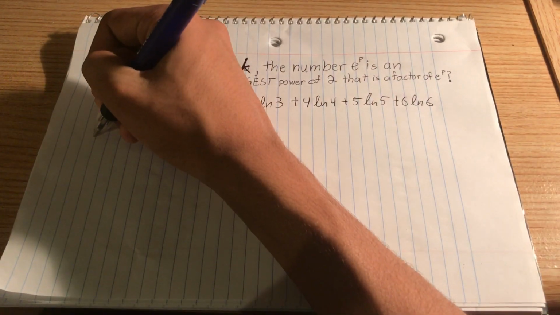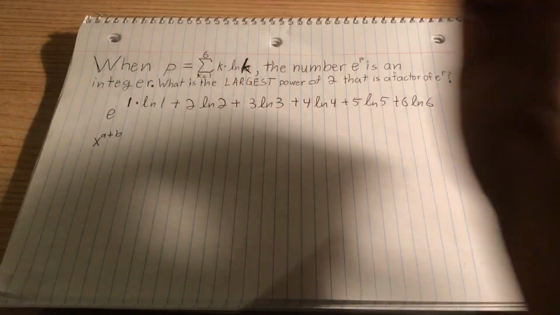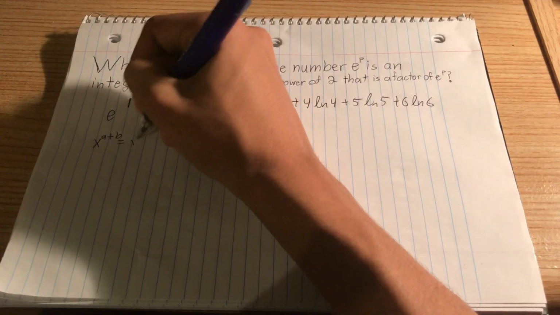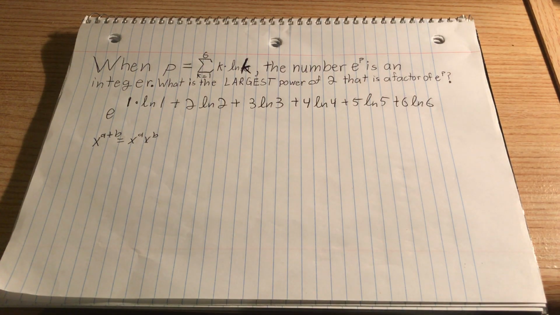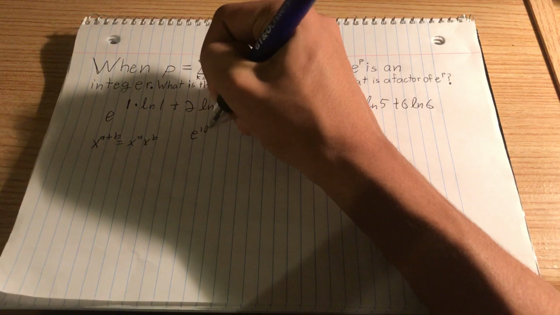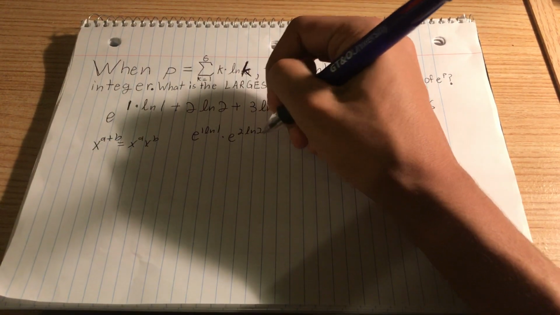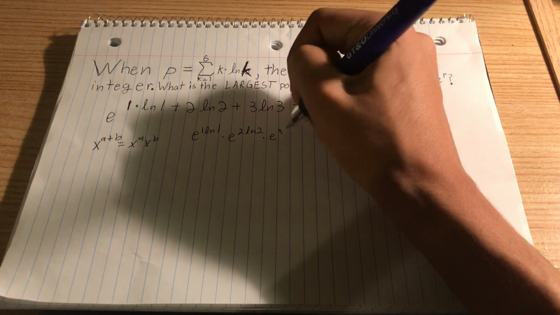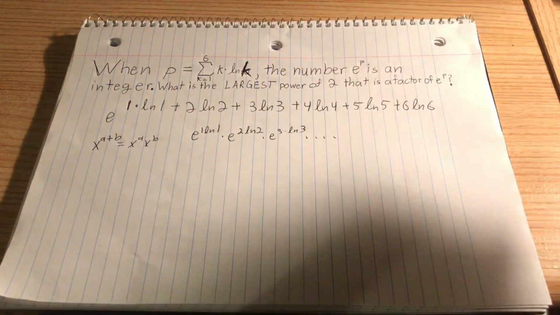The idea that x to the power of a plus b is equal to x to the power of a times x to the power of b. Just a standard law of exponents. So let's do that here. We get e to the power of 1 times ln of 1, times e to the power of 2 times ln 2, times e to the power of 3 times ln of 3, and I'm not going to write the rest. You get the idea.